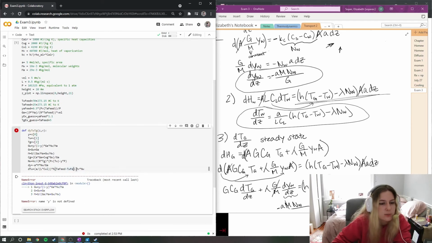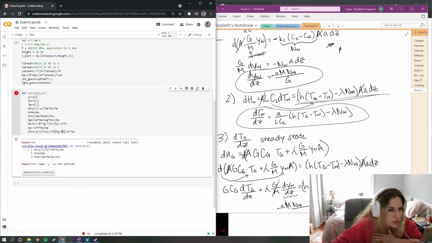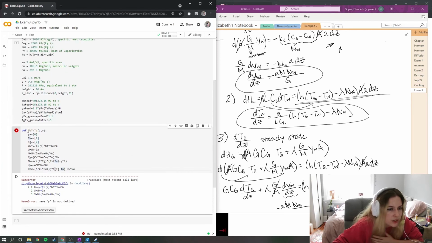Oh, this is supposed to just be TG and TW. I forgot that I defined these up here. So that's why I was confused. I was doing the feed because I was like, we don't have any other temperatures defined, but we do now. I thought that would be incorrect to use the feed. So we are going to use the temperature of the water and the temperature of the gas. That's going to be our variables within this function here.